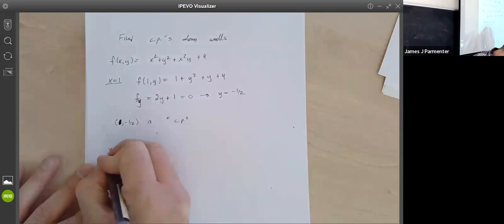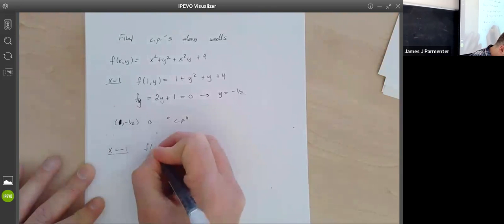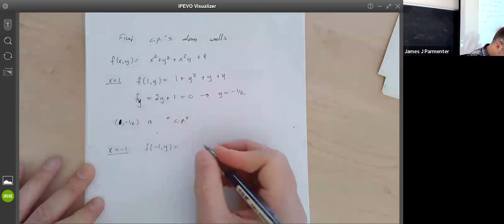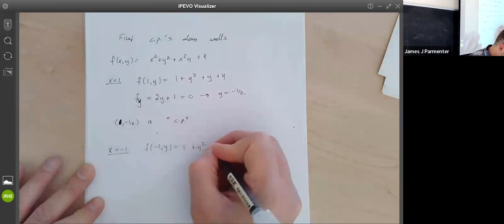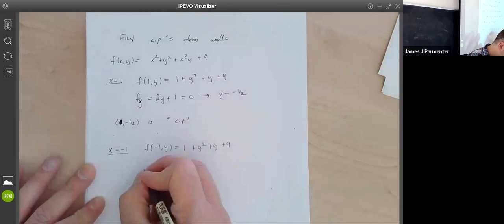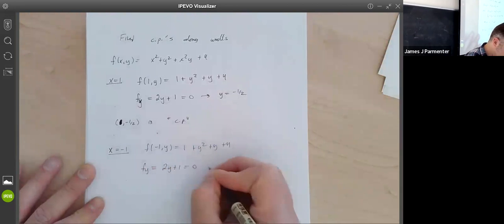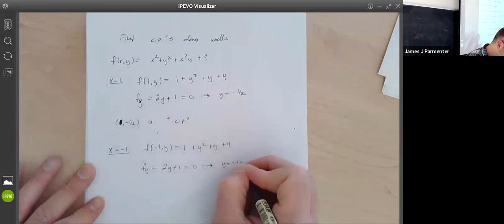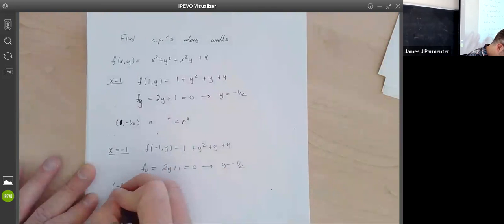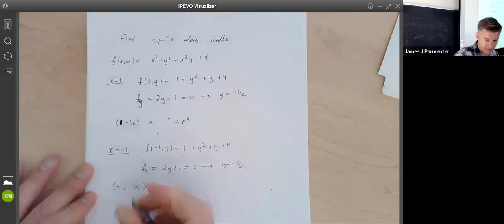So we'd plug in x equal to -1. We do f of -1, y is going to be 1 plus y squared plus y plus 4. The partial derivative would be 2y plus 1, set that equal to 0. We get y equal to -1/2. So we also have the point -1, -1/2.